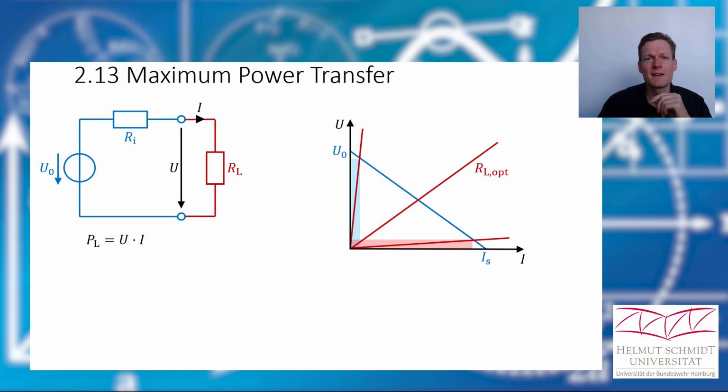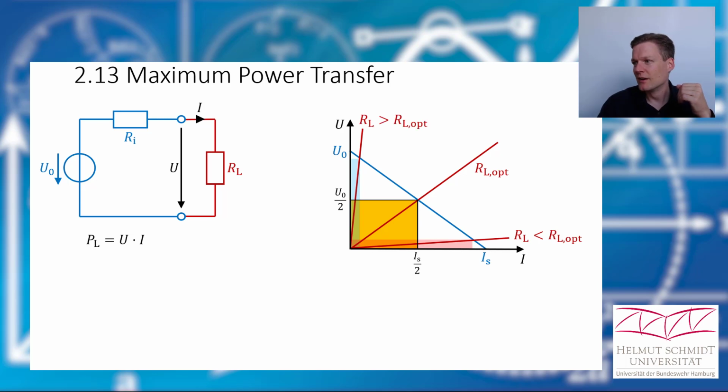If we have an optimized load resistor, then our area would be as big as possible. And if we do it in a graphical way, we find out that our current would be half of the short circuit current of our source, and the voltage would be half of the open loop voltage of our source. Just to complete our diagram, this resistor would be smaller and this resistor would be bigger. But which value has our RL opt resistor?